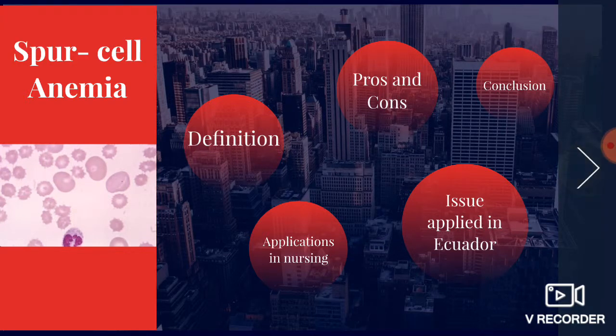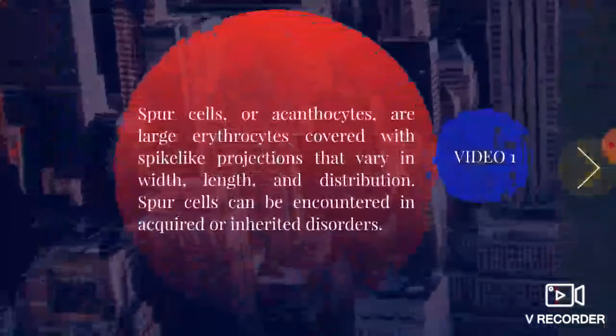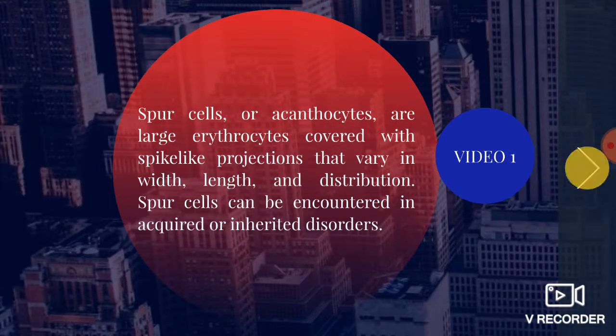Spur-cell anemia. Definition: Spur cells or acanthocytes are large erythrocytes with spot-like projections that vary in width, length, and distribution. Spur cells can be incurred in acquired or inherited disorders.